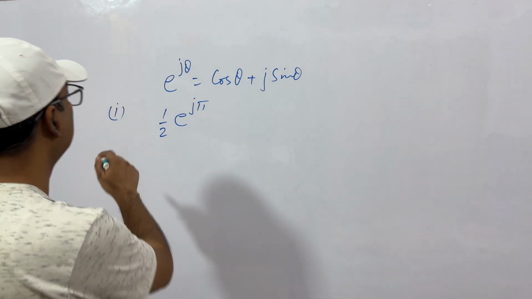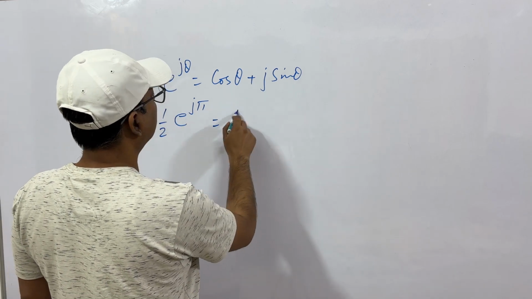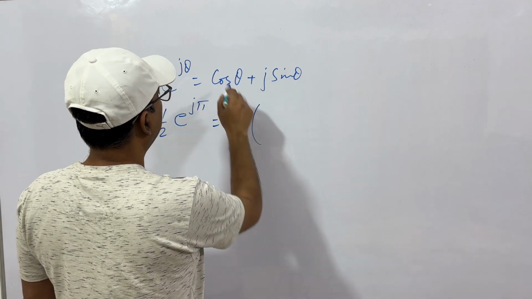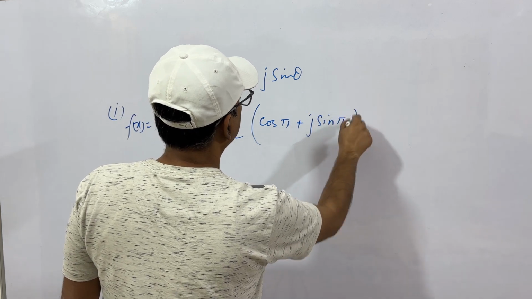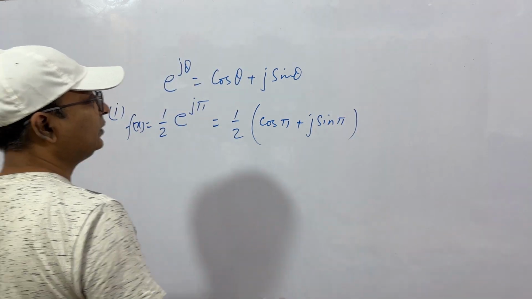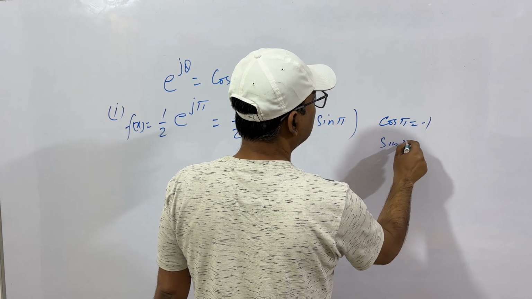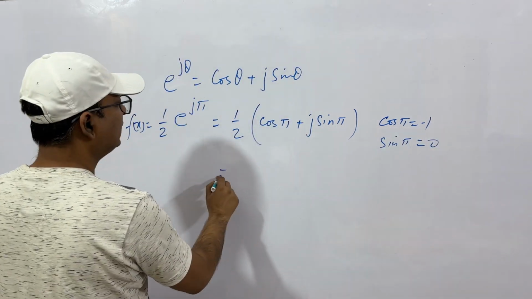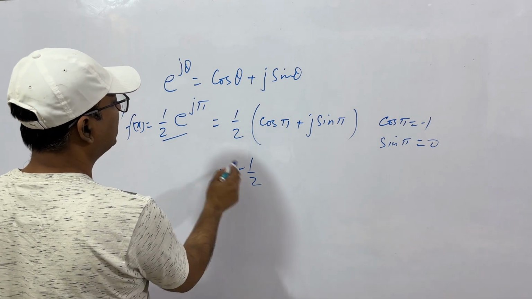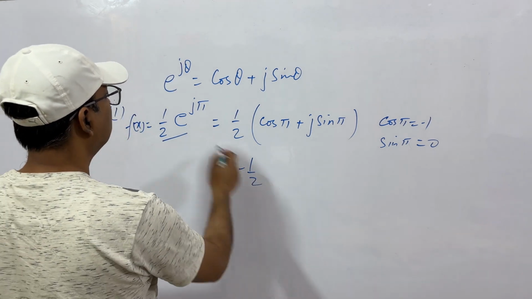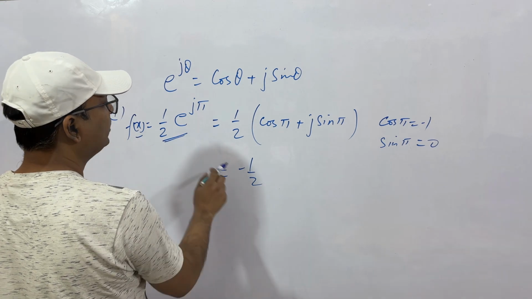So how will you do that? Let's say this is your function. How will you express it in this form? This will be equal to half, e to the power j pi means cos pi plus j sin pi. Now what is cos pi? You know cos pi is -1 and sin pi is 0. So what you'll get is minus half. So when this function is expressed in polar form, the value is this.